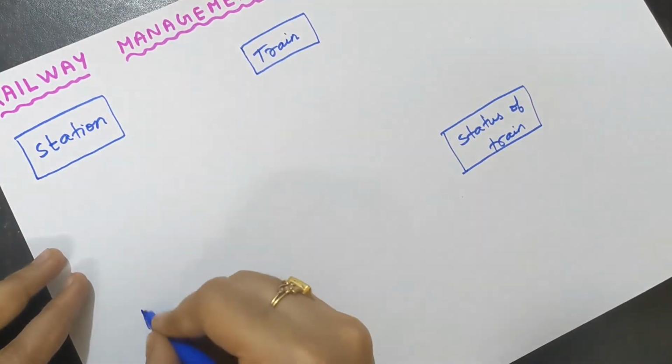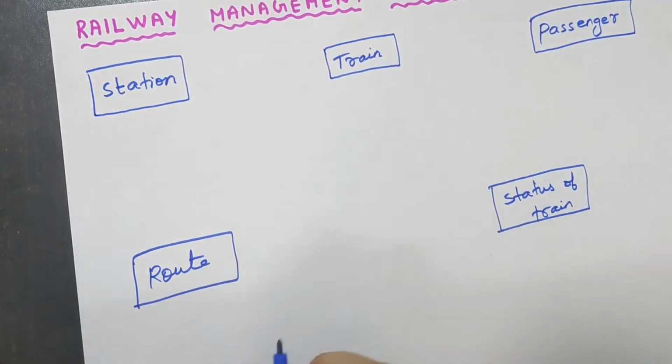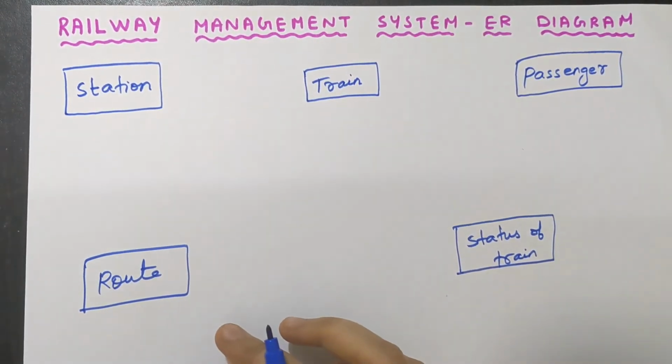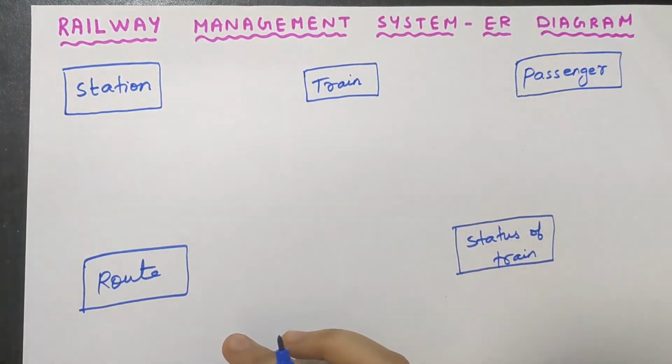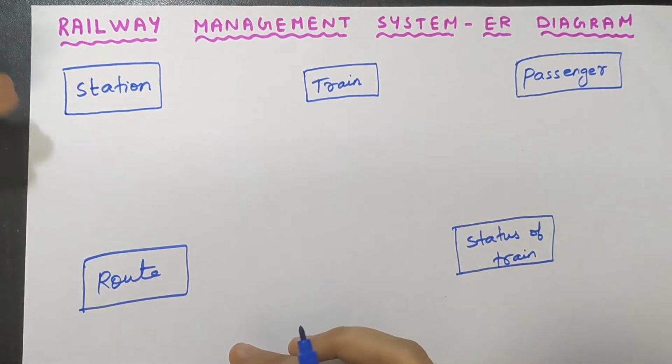Next, route. Route is an entity. So I'm writing it inside the rectangular box. Even route, you cannot see, you cannot touch the route. But for a train to go from one station to another station, there will be a starting place and there will be a place where the train has to end. For example, if the train has to go from Bangalore to Chennai, there should be a route which the train has to follow. The train should go in a particular route in order to reach Chennai from Bangalore.